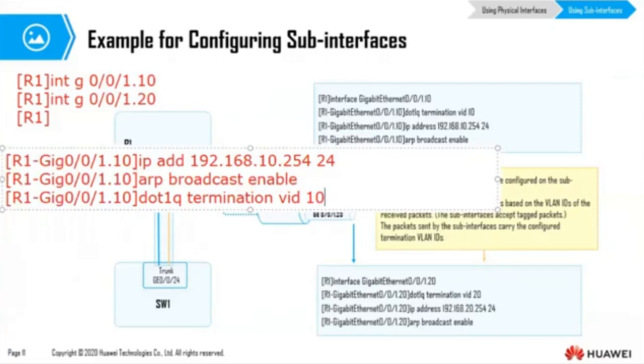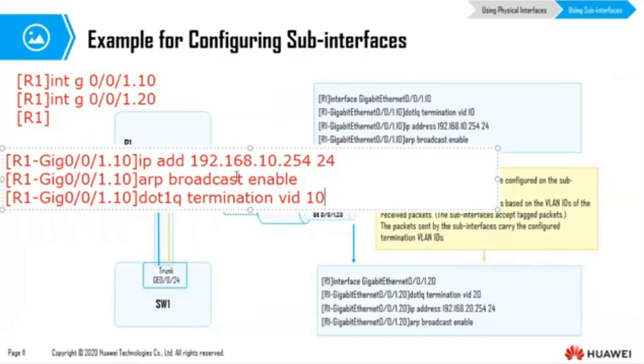So this command will do VLAN tag termination. When it receives a tagged packet, it removes the tag before processing it. When it receives an untagged packet, it tags the packet with VLAN ID 10 before sending it out. Are you getting the point? Yeah. Receive, remove before processing. Receive, add before sending it out.